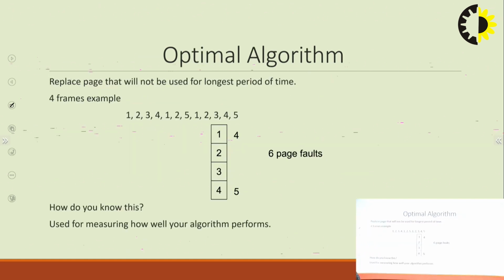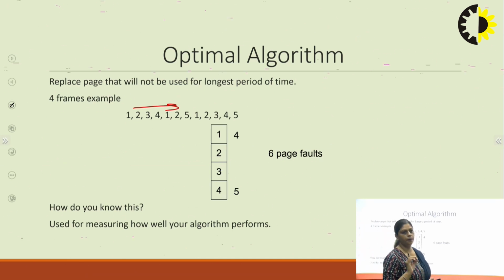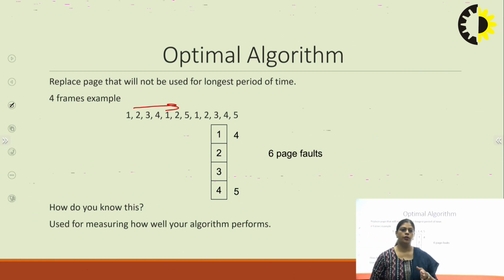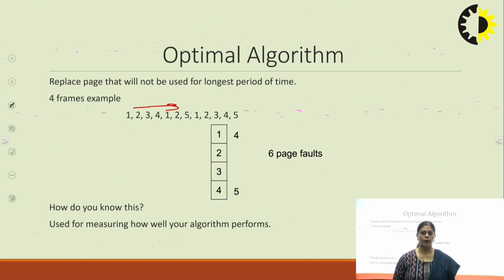Now the optimal algorithm: replace the page that will not be used for the longest period of time. It means you have to go on checking this side for the farthest page number, which will be replaced. The logic behind this is that the page which is not used for a long time should be replaced, because the program is not requiring that page for a longer time. So we can replace that page for the time being, right?